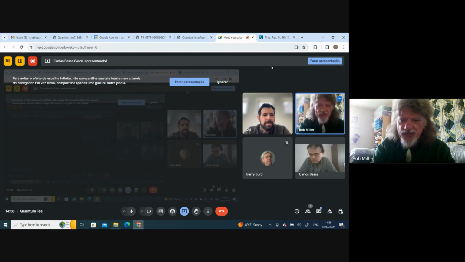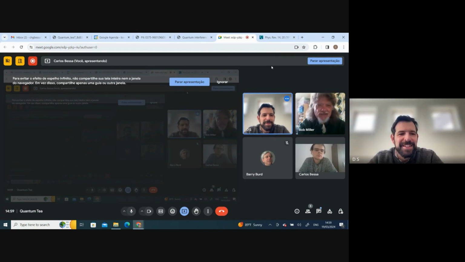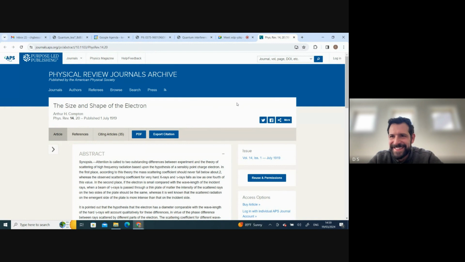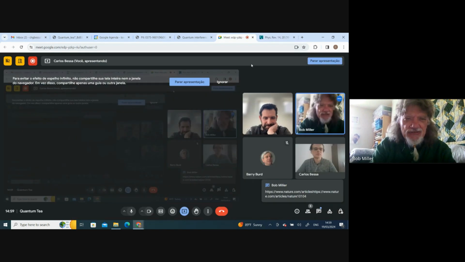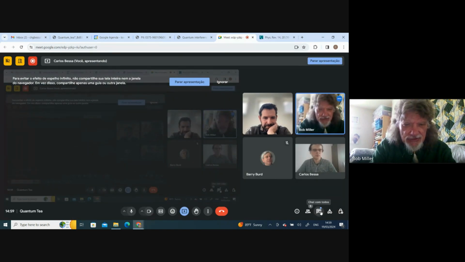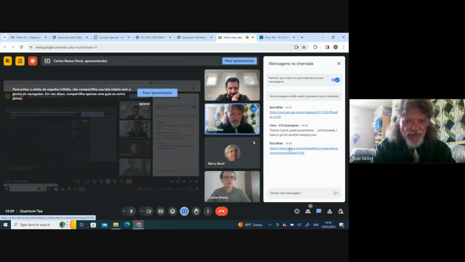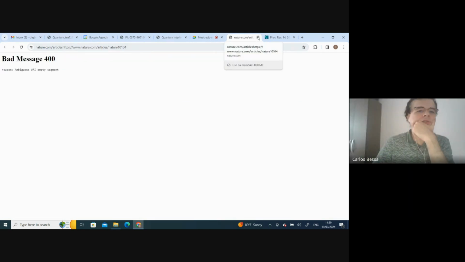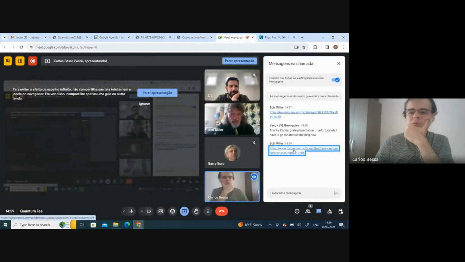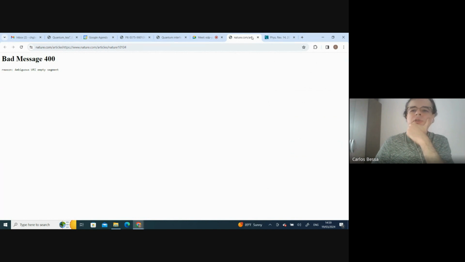All right, here's one on the shape. I'm giving the whole link. Hold on. Oh, this is from Compton, 1990. Yeah, it's a 100-year-old paper. Here's a more current thing about measuring the shape of an electron. I don't know if it's my connection, but this here is not working.